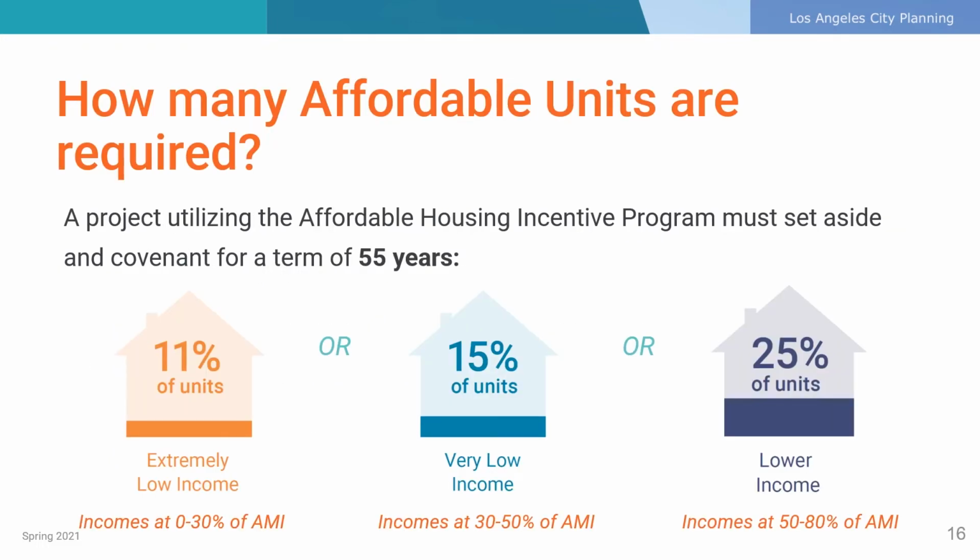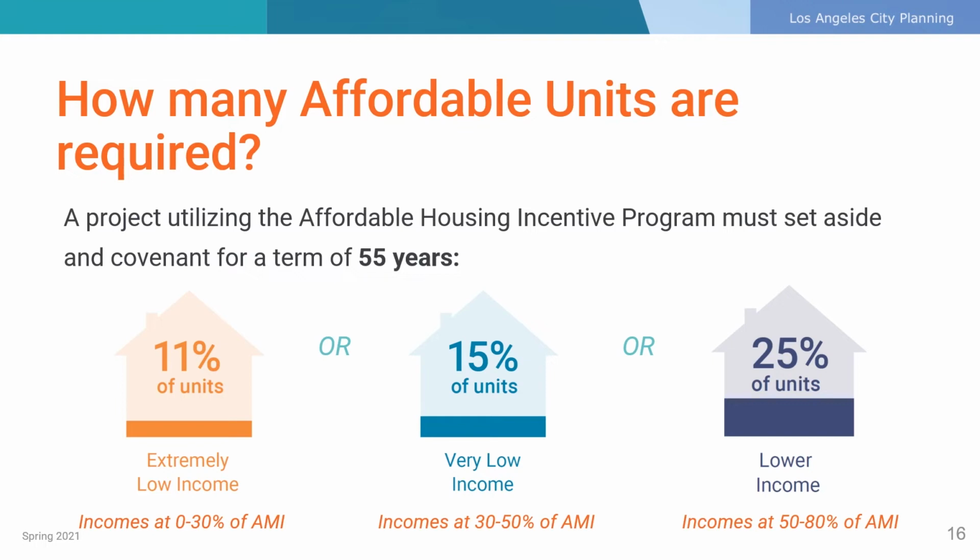How many affordable units are actually required to use this program? The Boyle Heights program requires that a developer or applicant set aside at least 11% of the total units in the building for extremely low-income households, which means that the household earns between 0 to 30% of the area median income, or 15% of the total units for very low-income households earning 30 to 50% of the area median income, or 25% of the total units for lower-income households with incomes of 50 to 80% of area median income.